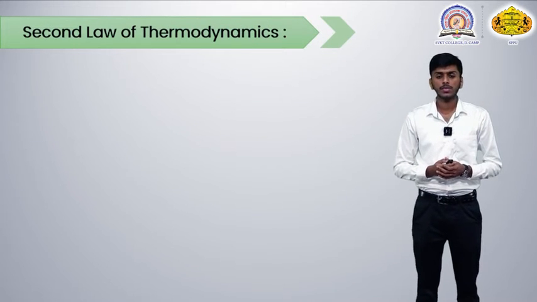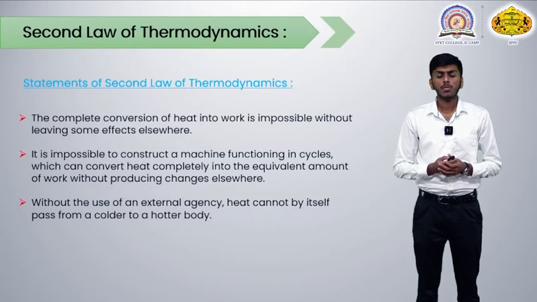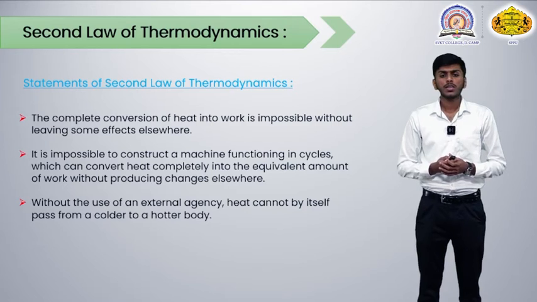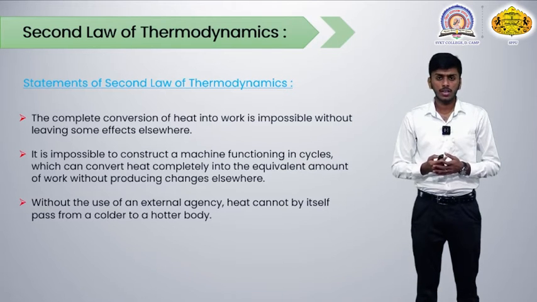Second law of thermodynamics. There are various statements of the second law of thermodynamics. Some of them are as follows. The first statement: the complete conversion of heat into work is impossible without leaving some effect elsewhere. The second statement: it is impossible to construct a machine functioning in cycles which can convert heat completely into an equivalent amount of work without producing a change anywhere else. The third statement: without the use of an external agency, heat cannot by itself pass from a colder body to a hotter body.